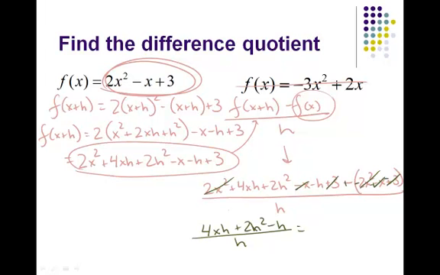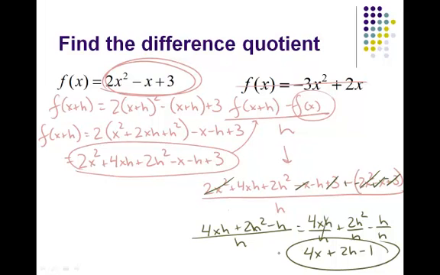And if you remember your algebra, as I simplify this, I can divide each term by h. This is the same as 4xh over h, 2h squared over h, and negative h over h, and I will get 4x plus 2h minus 1. Remember, when those h's cancel, I have a 1. So this is the difference quotient for this equation that we started with up here. It's a lot of work. It's not difficult. It's just time consuming and paper consuming.